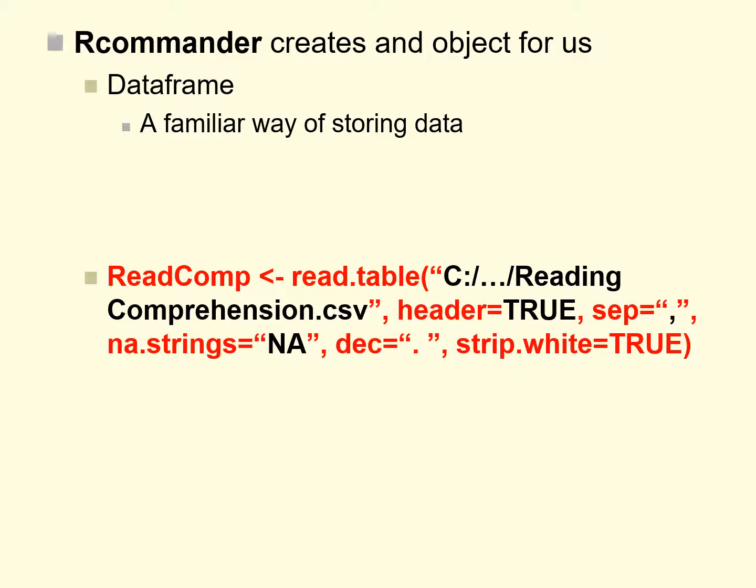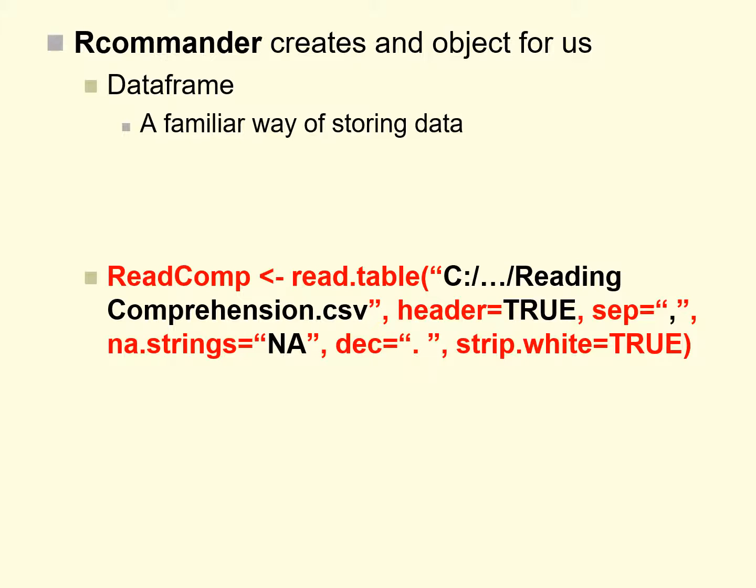Okay, and you can see what happens now is that Rcommander writes a command for us, or uses a function to create a command. That command creates an object. The object is ReadComp, that I specified as the name for the data frame in the menu before. A data frame is just a matrix that is kind of familiar to us from our stats work in other programs. It's a matrix where columns are variables and rows are cases in almost all instances.